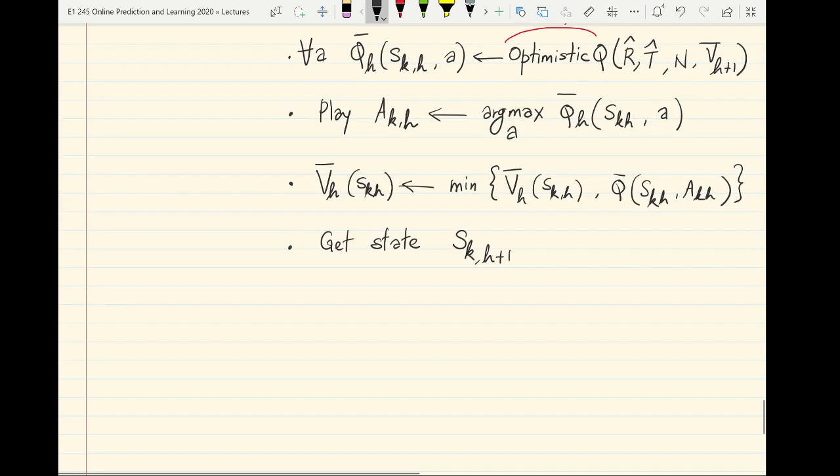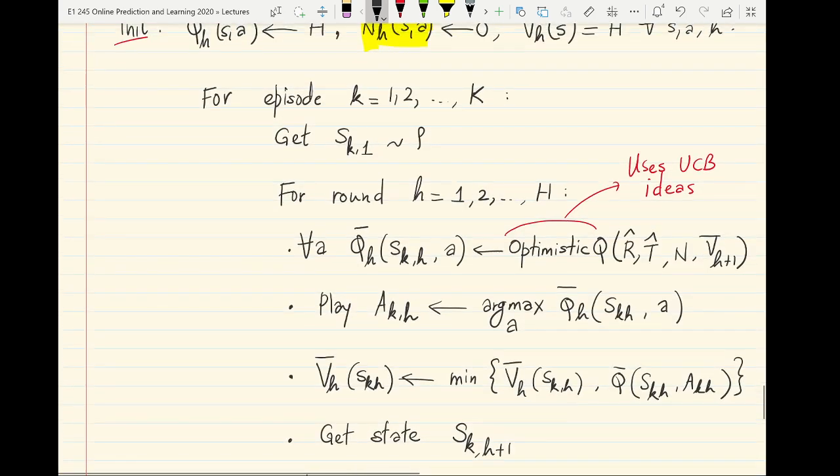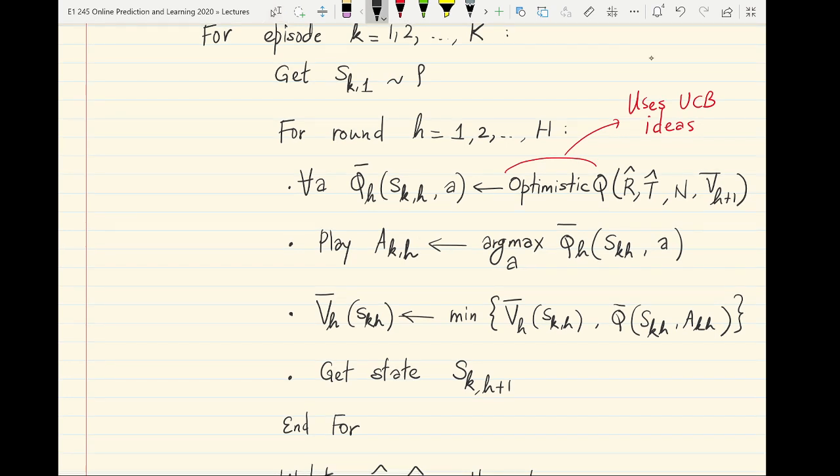We break out of this inner for loop, and then outside when you break out, you update your estimates. So since you've got information for one new state transition, you update your estimates r hat and t hat. In fact what happens is that this policy stays fixed for this episode. As long as this episode lasts, the same Q hat determines the action, and this never changes during the episode.